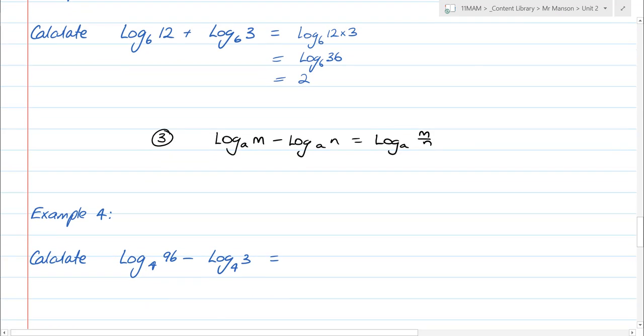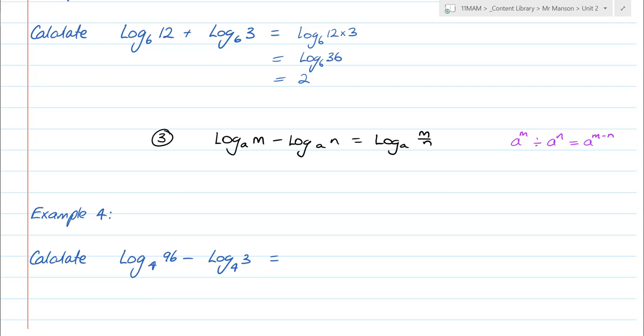The third one comes directly from this exponential law, a to the power of m divided by a to the power of n equals a to the power of m minus n. It's just a rearrangement of that in log form. And we get log base a of m minus log base a of n equals log base a of m divided by n. So if you subtract 2 logs with the same base, you divide the bits on the inside. It's very, very similar to the second log law.